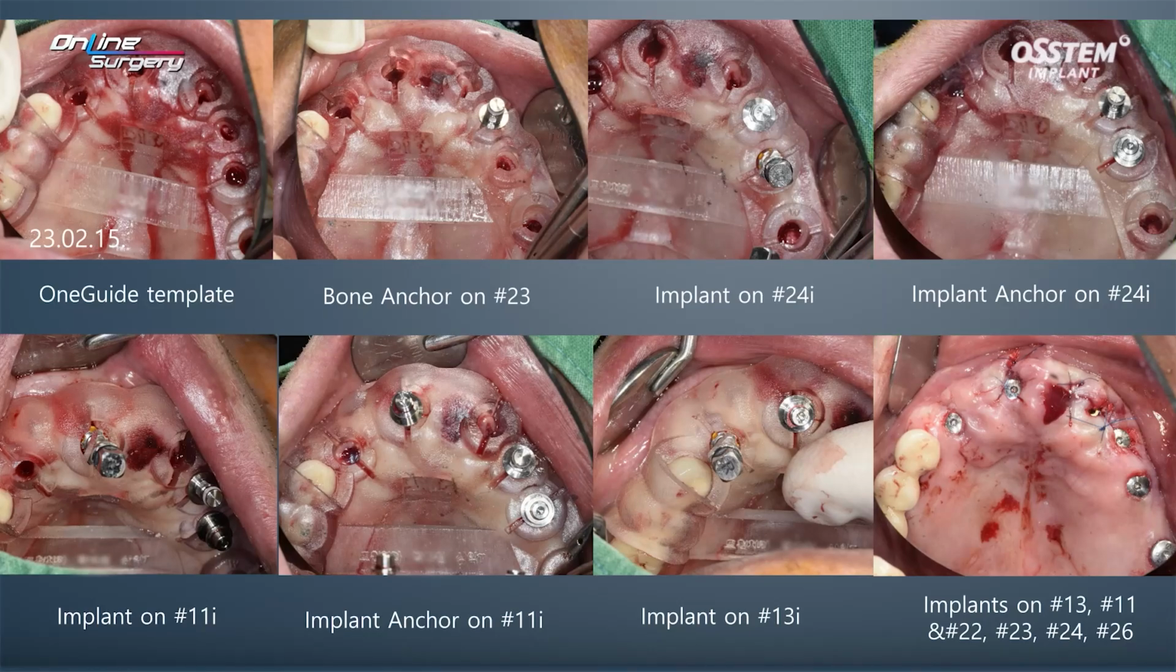implant was placed in number 11. I made sure no deviations were made. Implant anchor was added to number 11 and implant was placed in number 13, number 22, and 23 where bone anchor was placed, and for number 26, OneCAS was used to place the implant.